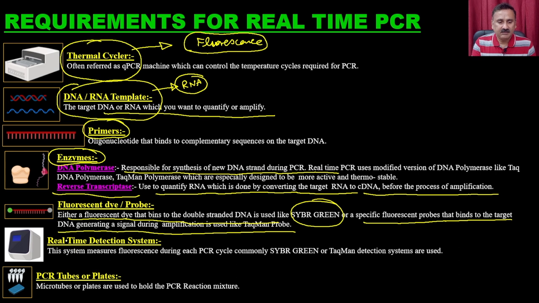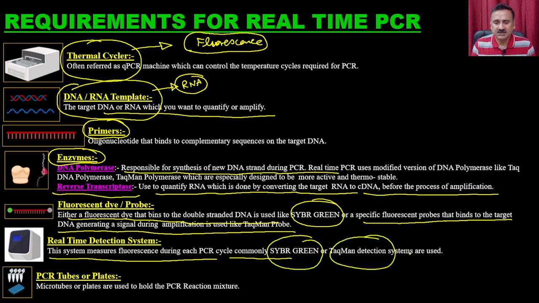Then you require the detection system. So, you require the real time detection system. This system requires fluorescent measurements during each PCR cycle. Commonly SYBR Green or the TaqMan detection systems are used. In many cases, this real time detection system and the thermal cycler are integrated into each other, and that is why it is called the real time PCR machine. And then you also require the PCR tubes or the plates.